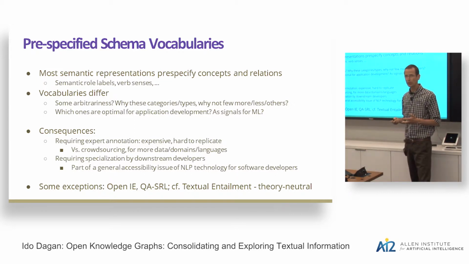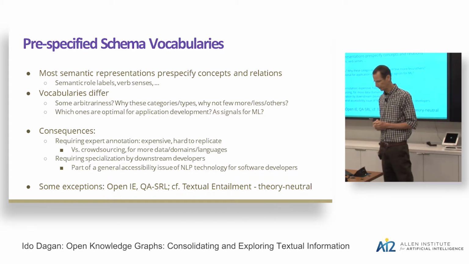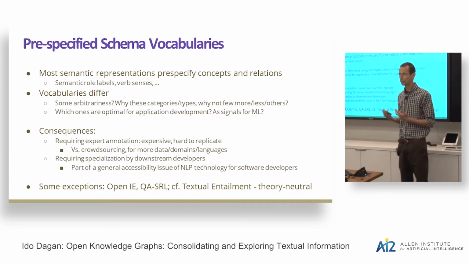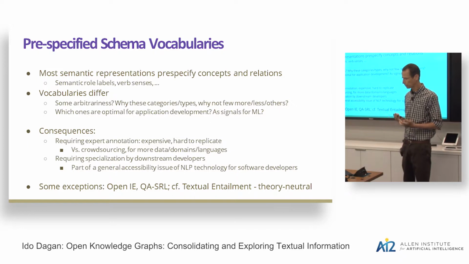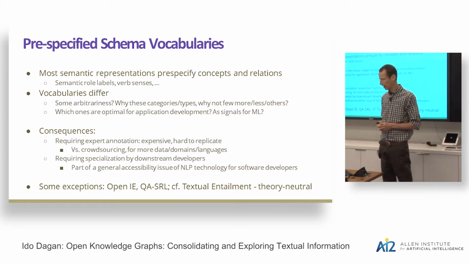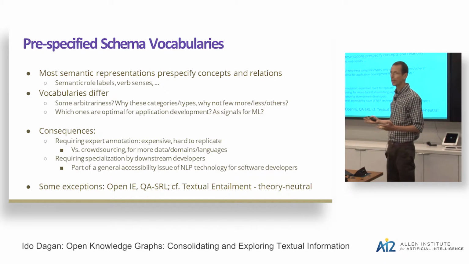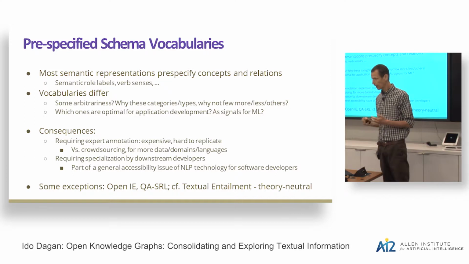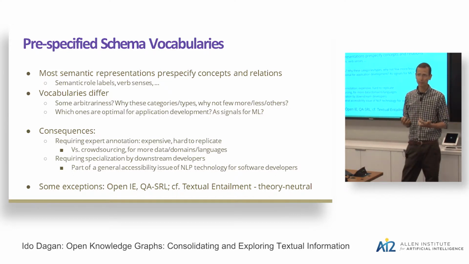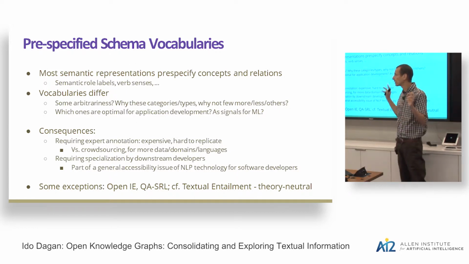And as we all know, vocabularies differ, so one formalism usually has a different formal vocabulary than another. And this raises questions, because if they differ, it seems like there's some arbitrariness in choosing the best representation to use. If you have 50 relation types, why 50, why not 51, why not 49? And the question is, of course, people define these schemas and vocabularies under the assumption that this would be in some sense optimal in a specific setting for downstream application development.